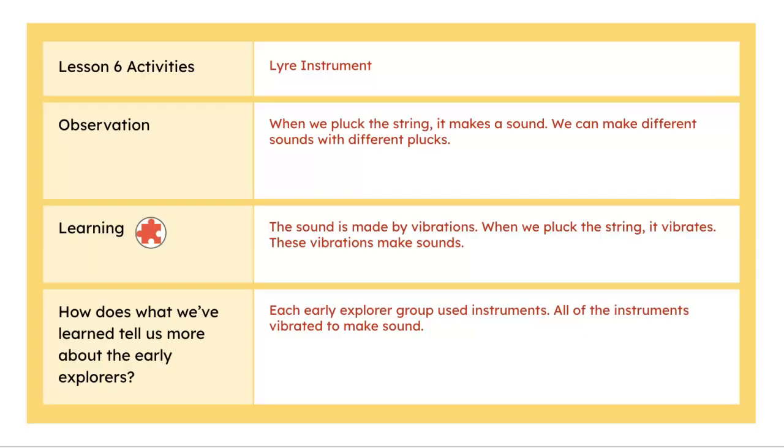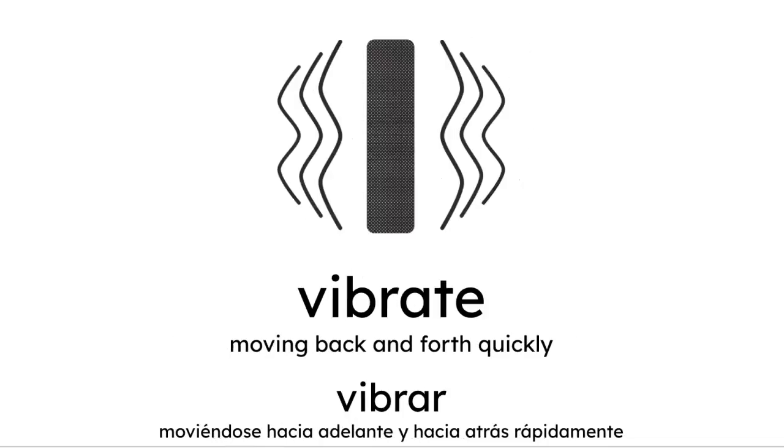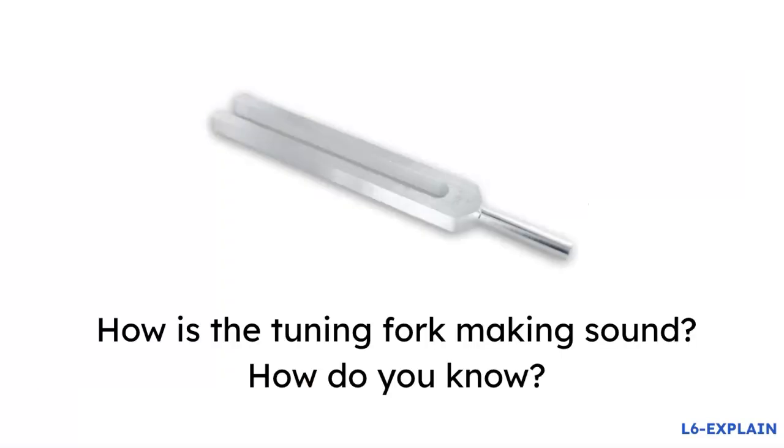By the end of the discussion, students should understand that each early explorer group used instruments, and all of the instruments vibrated to make sound. During the discussion, you can post the volume, pitch, and vibrate vocabulary cards. You'll then take students through the sound vibration demo and continue the summary chart discussion.